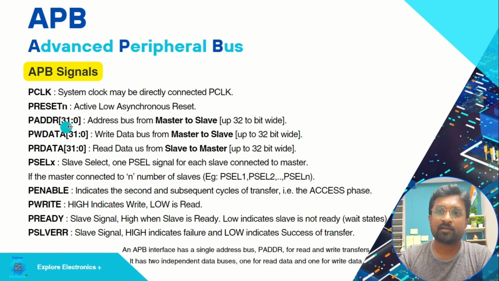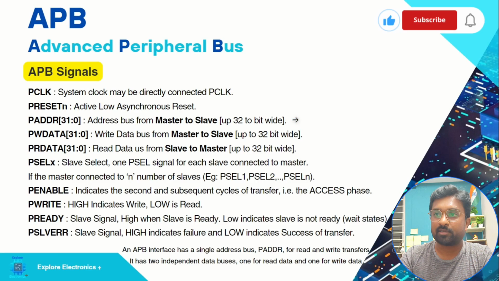And with respect to address, PADDR is there. This is an address signal. This is the address bus from master to slave. Master is going to give the address. It can be up to 32 bits wide. We can use up to a 32-bit address.